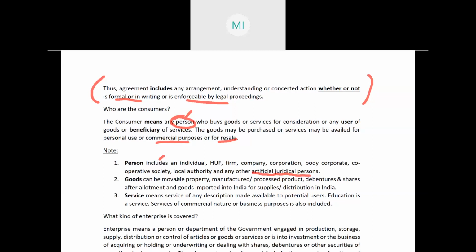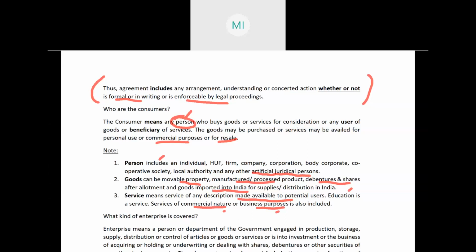So there it says goods can be a movable property, whether it is manufactured or processed product. It includes also debentures and shares after allotment, or even goods which are imported into India for supplies or distribution in India. Service means service of any description made available to potential users. Education is a service. Service also includes services of commercial nature or business purpose. So service is very wide, to even include activities like education or commercial nature or business purposes.